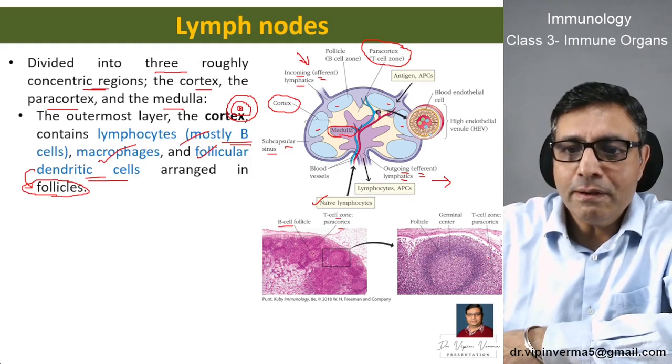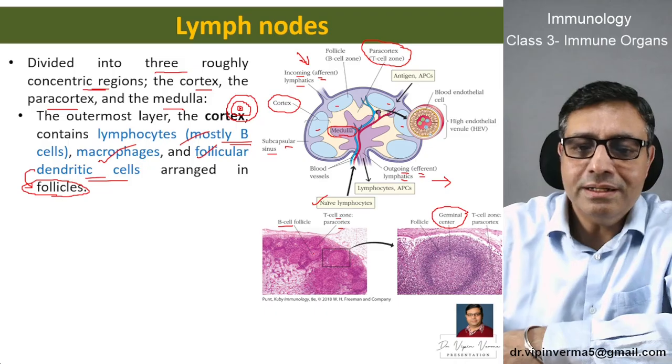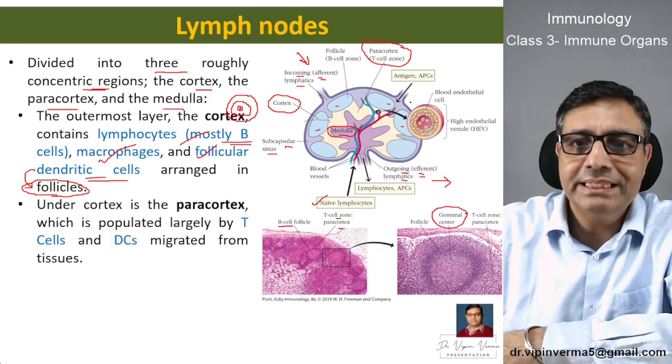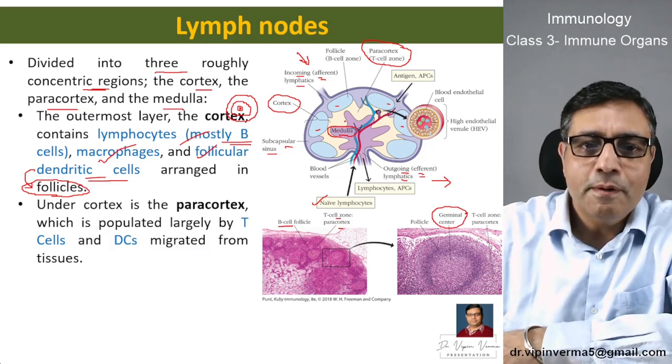Okay, and then you have the paracortex, and in the follicle you have again a region which is known as a germinal center, which we will discuss now. So under the cortex is the paracortex. So we have just seen, you can see here is the cortex, and under the cortex we have the paracortex.